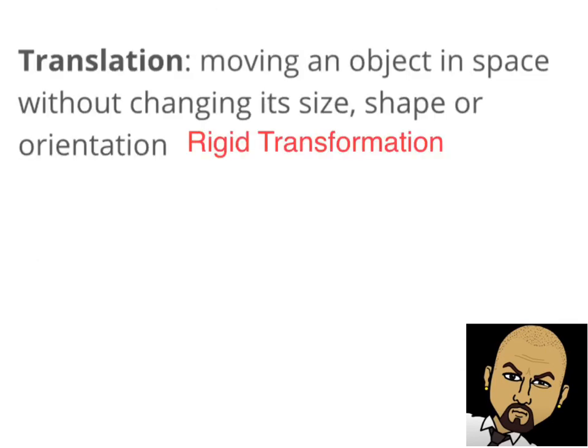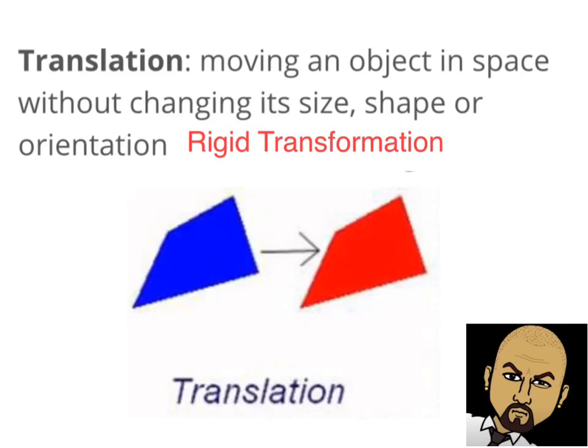So what is a translation? Well, a translation is a type of transformation. We're going to move an object in space without changing its size, shape, or orientation. And it is a type of rigid transformation. And a translation is basically a slide. So you can see from this blue shape, it's sliding to the right, and its size and shape and its orientation are the same. And that is the first type of transformation we're going to deal with, called a translation.